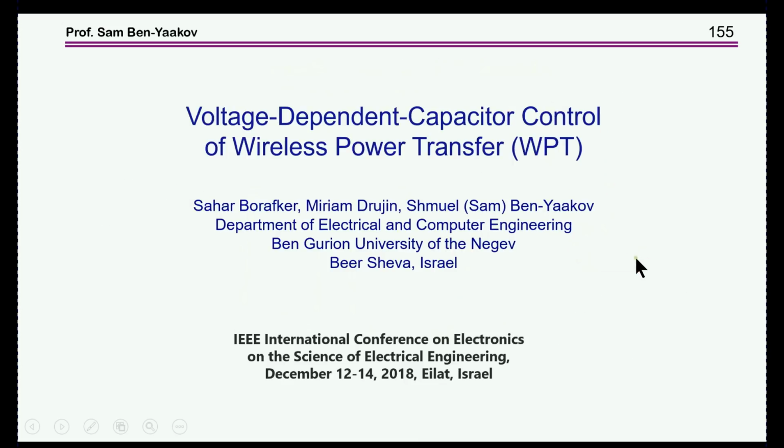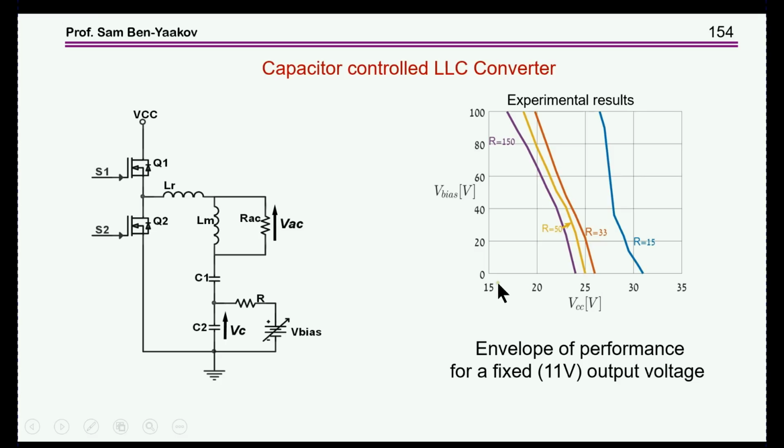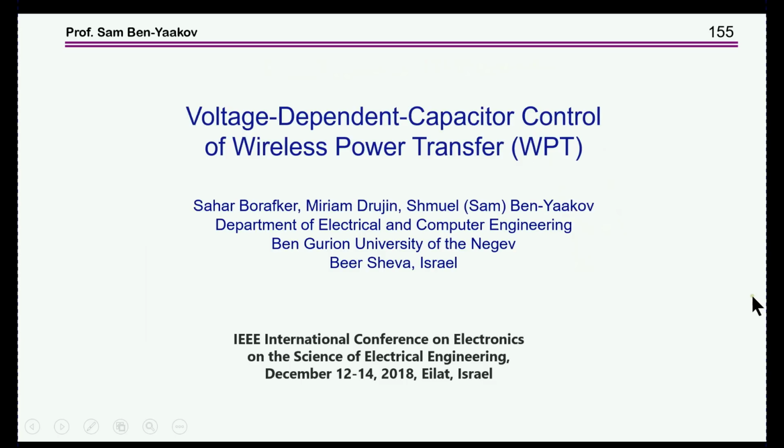While here, we have a change of the input voltage. This is actually reflecting the gain. And here is again the bias that we needed in order to change the capacitance to keep the output voltage constant. And here we have a load change of 10-fold, between 15 and 150. Okay, so this was done experimentally.